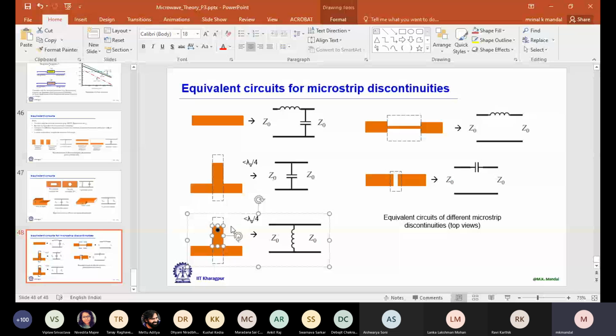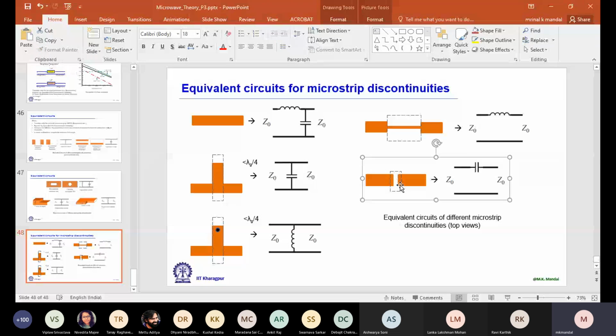If in the second case length is more than lambda g by 4, then it would become capacitive, obviously. So we can have shunt capacitor and shunt inductor. What about the series component? We also may have series inductor and series capacitor for microstrip line. If I use a narrow section of microstrip line, we can have series inductance. So actually, we use this configuration and this configuration together to design a low pass filter. One type of low pass filter is there. It is called high-low low-pass filter.